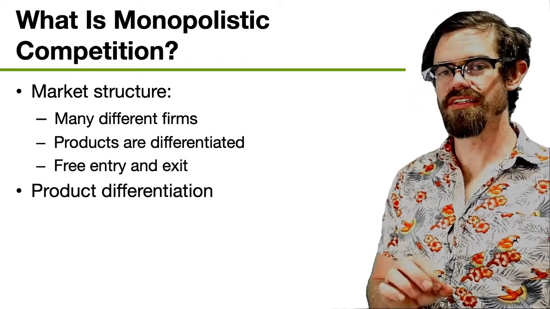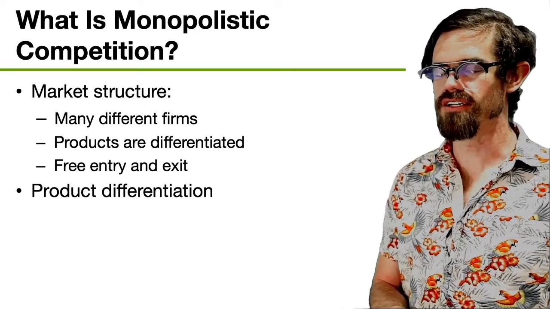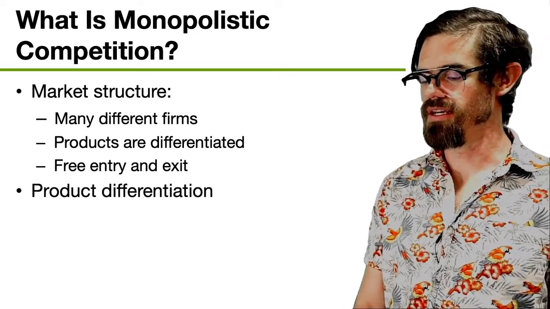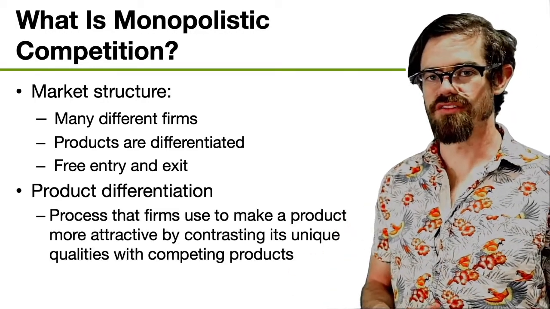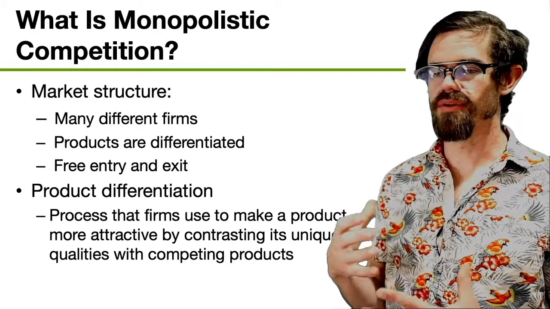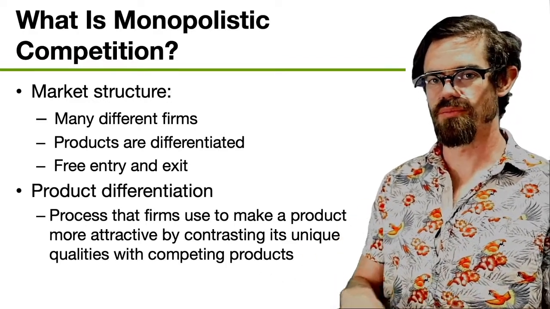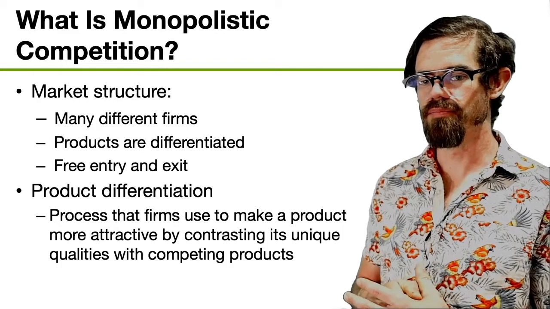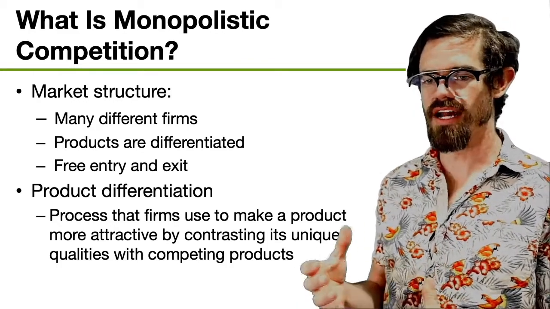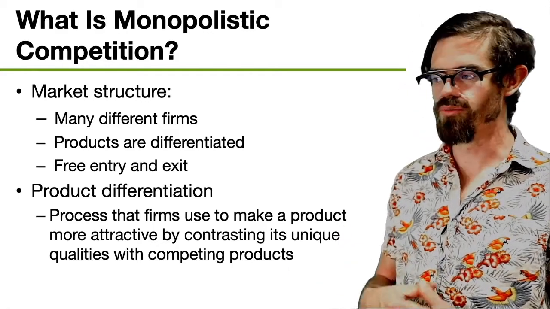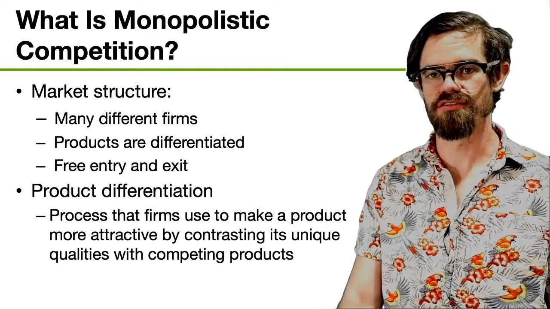on. Now, one thing it does have in common with perfect competition is that there is free entry and exit, okay? So keep that in mind. Now, again, what is product differentiation? It's just the fact that companies, firms, try to differentiate themselves. They try to separate themselves from their competition by differentiating their products, trying to make them look more attractive than their competitors or more unique than their competitors. Okay, so that's what we mean by product differentiation.